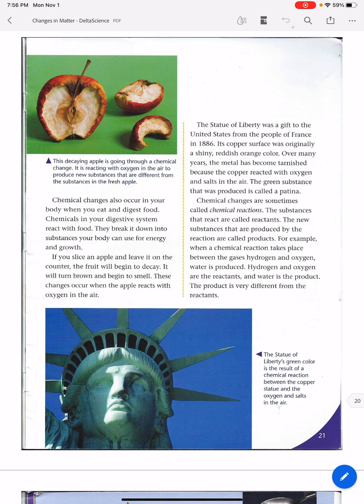If you slice an apple and leave it on the counter, the fruit will begin to decay. It will turn brown and begin to smell. These changes occur when the apple reacts with oxygen in the air.